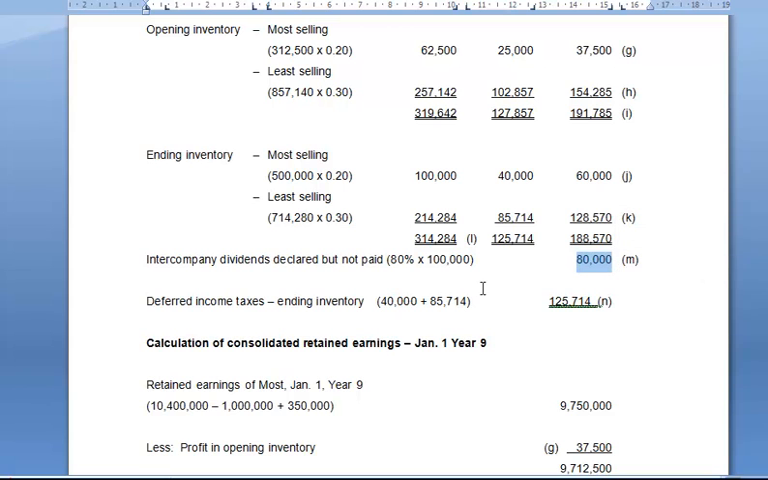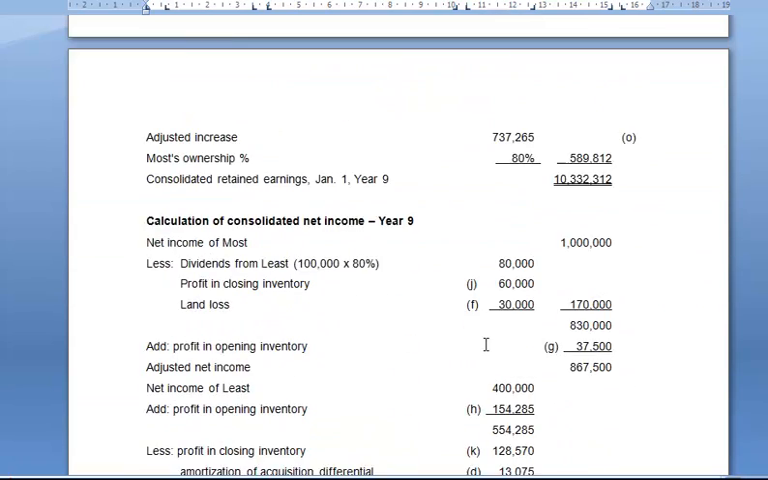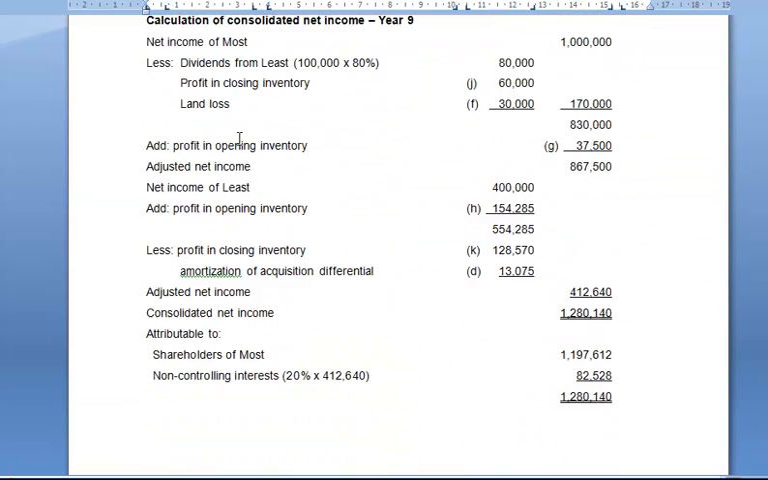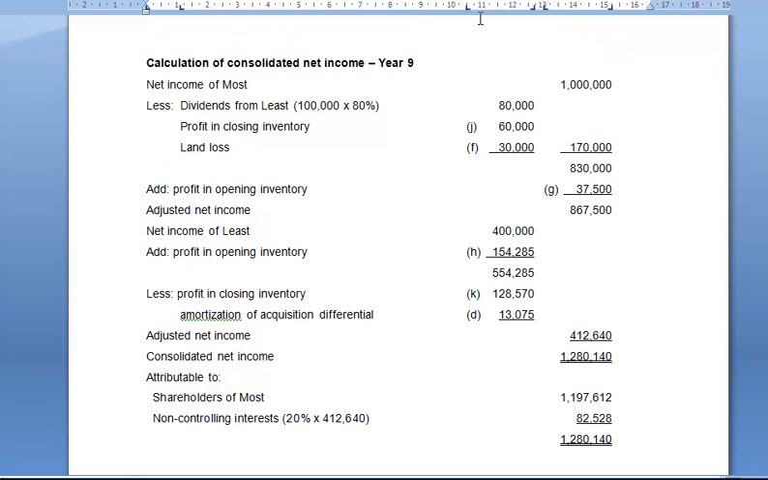So before we look at the calculation of consolidated retained earnings for January 1st, year 9, I just want to calculate consolidated net income for year 9. I just want to make sure that you're comfortable with that calculation. So let's do this calculation. We're coming up to 15 minutes on this video, so I think what we'll do is we will come back to this in the second video. So stay tuned for part 2.